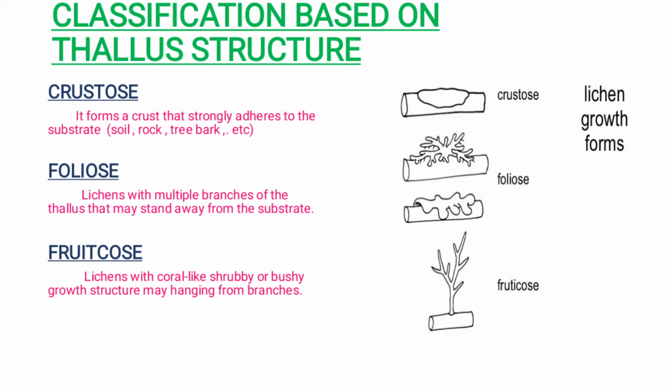The next very important classification is based on the thallus structure, which is divided into three types: crustose, foliose, and fruticose. Crustose forms a crust that strongly adheres to the substrate, which may be soil, rock, or tree bark. Foliose lichens have multiple branches of the thallus that may stand away from the substrate. Fruticose lichens have a shrubby or bushy growth structure that may hang from branches.